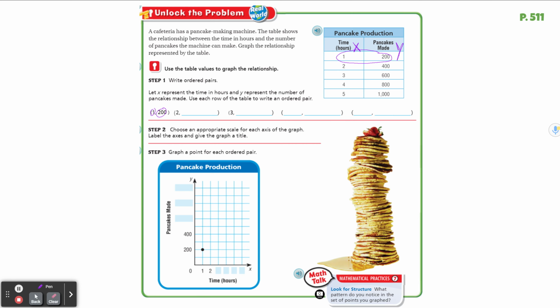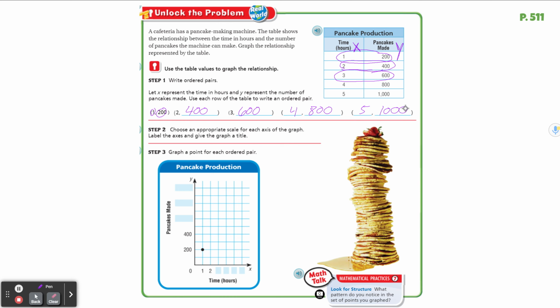So we're going to look at 2 hours. There we go. 2 hours is 400. 3 hours is 600. Following this pattern, go ahead and write the last two ordered pairs. Awesome. So we're going to see that 4 hours is 800 and 5 hours is 1,000.